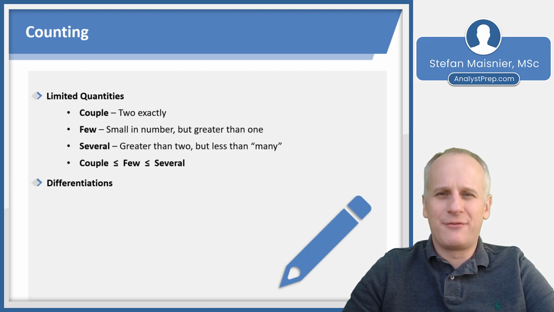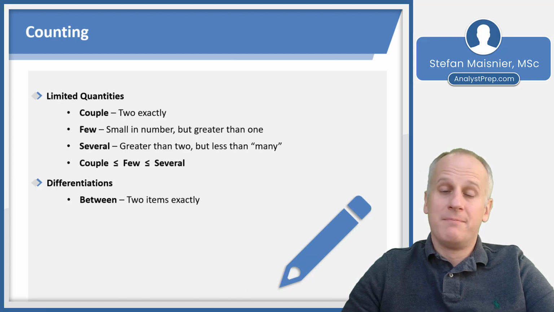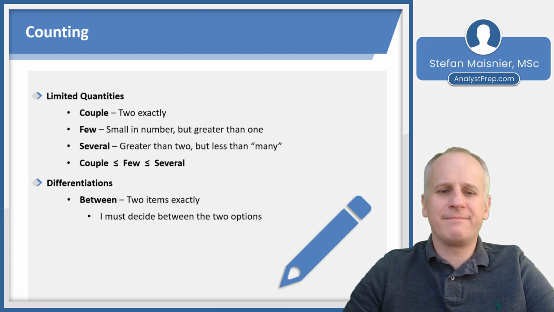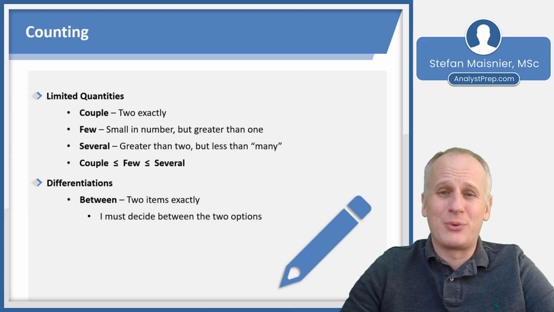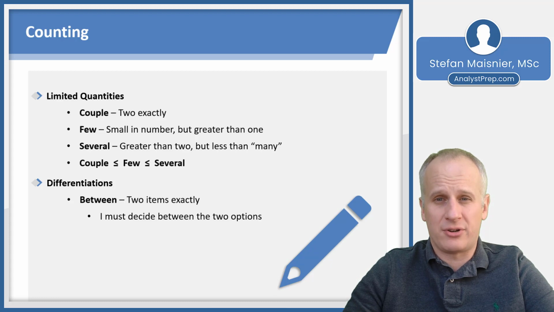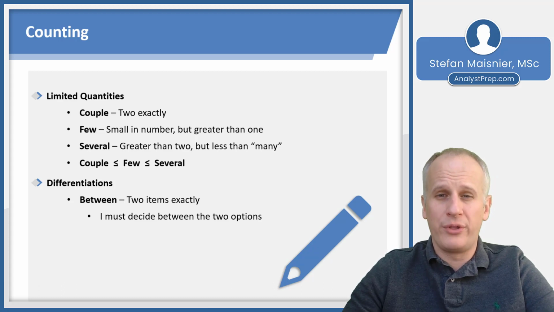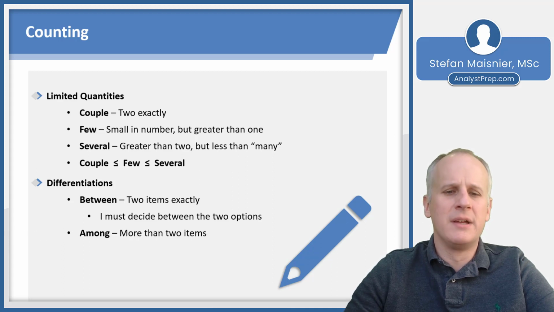Now, when we're differentiating between different things, between is actually more specific than I just used it. Between means two items exactly. And conversationally, that sort of misuse happens all the time. But on the exam, they will potentially test this on harder questions. So you could say something properly, such as, I must decide between the two options because I'm picking one or the other. So between is always two items exactly that you're differentiating between.